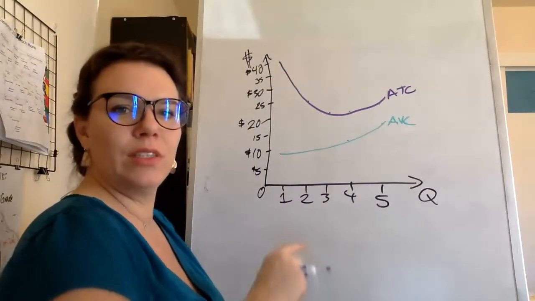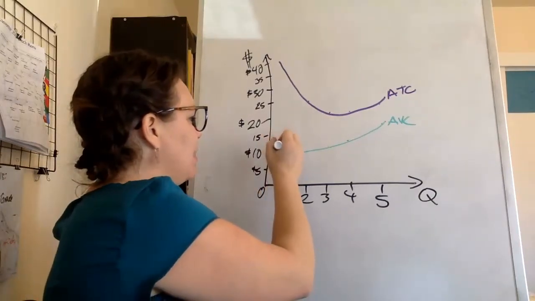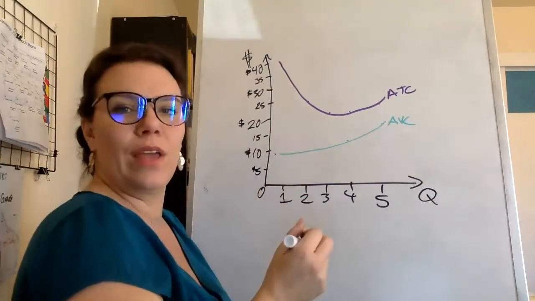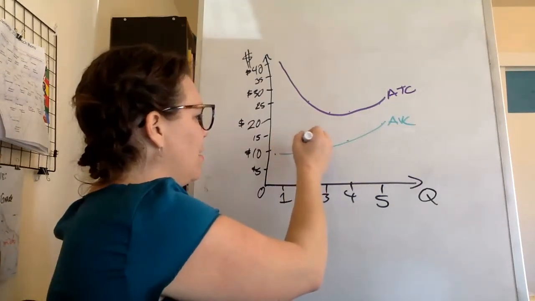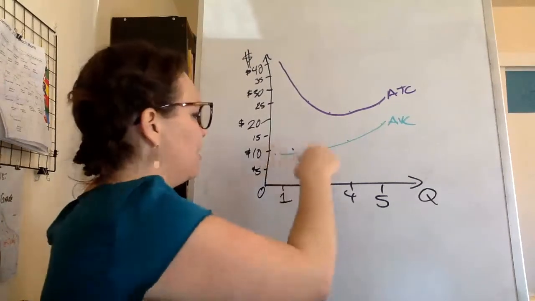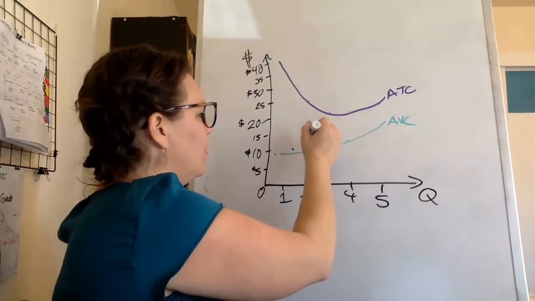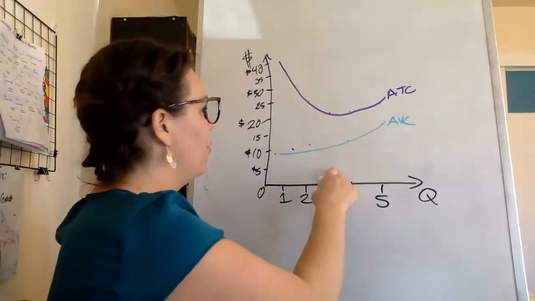So in between 0 and 1, we have marginal cost of 8. Then we have 2, the marginal cost of 10. Then we have the marginal cost of 12. Then we have a marginal cost of 40.